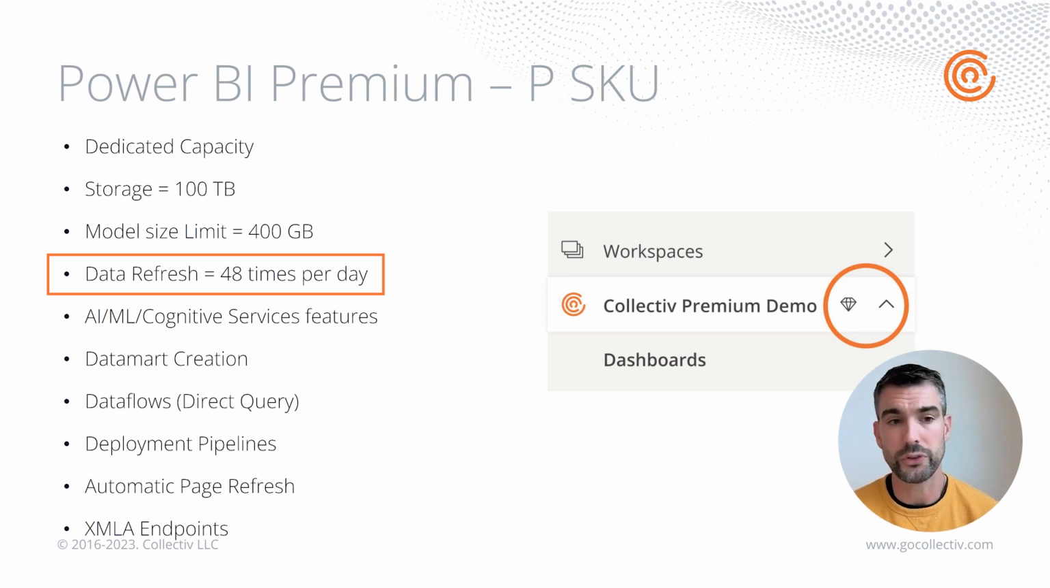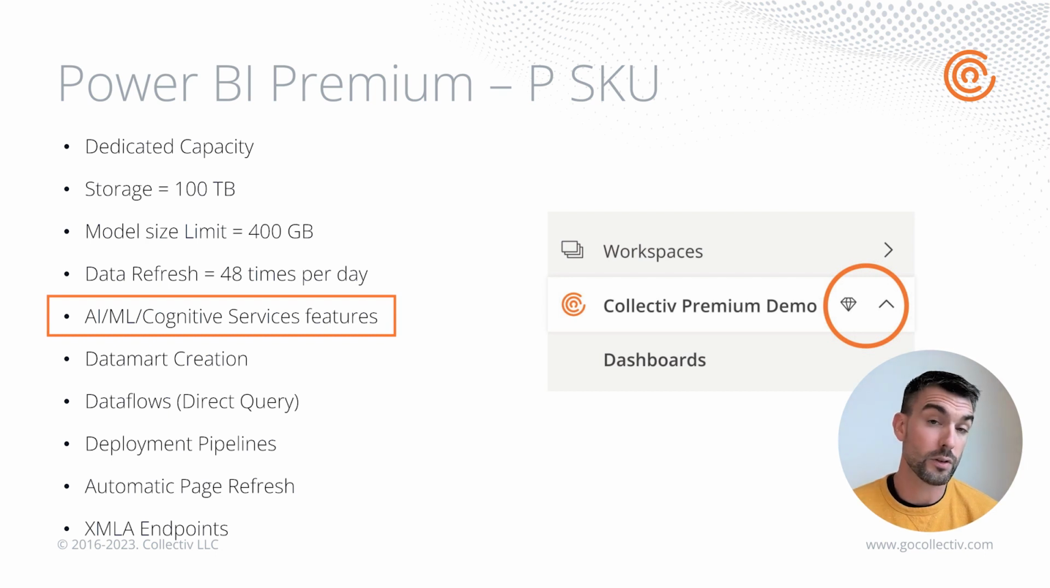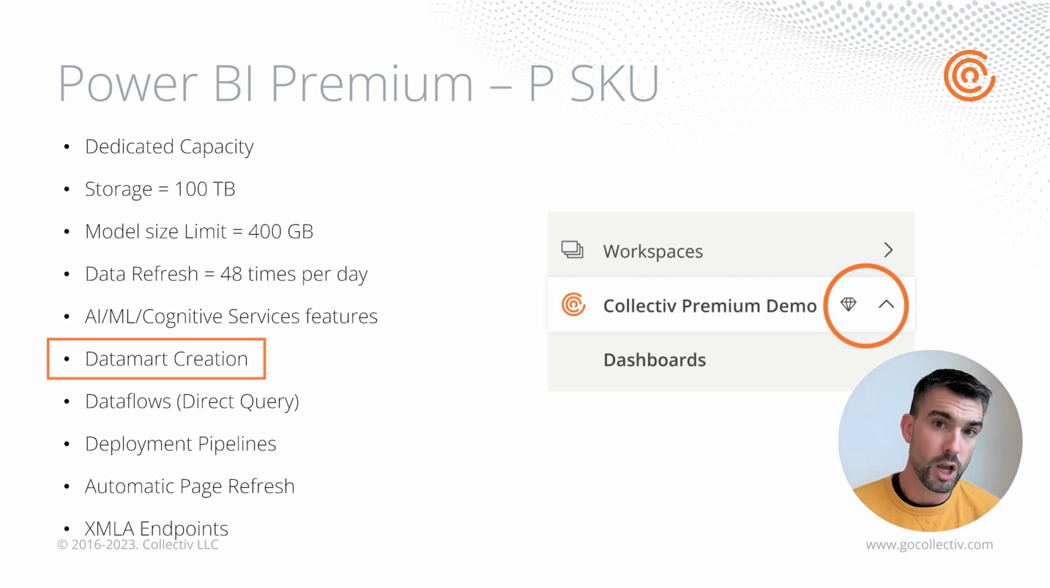that 48 times per day is a much more value-added component of the premium SKUs. The other thing that you're going to get is some AI and ML and cognitive services features that are not available with your Pro SKUs. The other thing that Power BI just came out with this past year is something called data marts. So if you're wanting to create data marts and utilize that within your Power BI environment, you will need a premium SKU for that as well. Collectiv has had other videos on data marts, so if you do have interest in that, please take a look at our other videos where we are talking about data marts in that fashion.